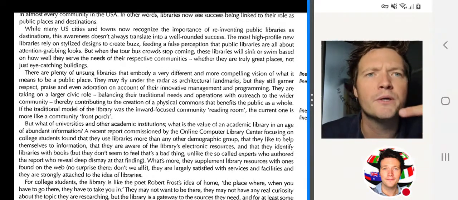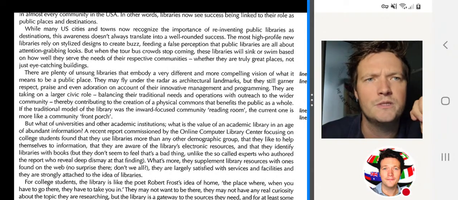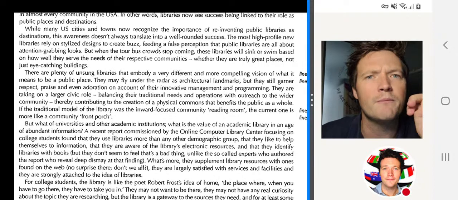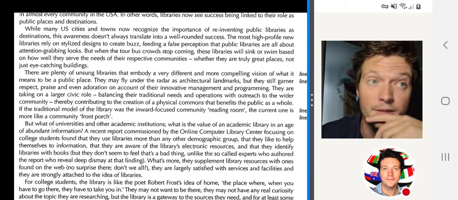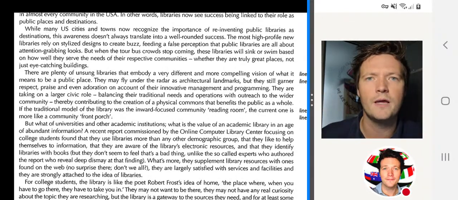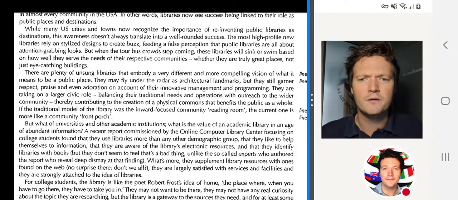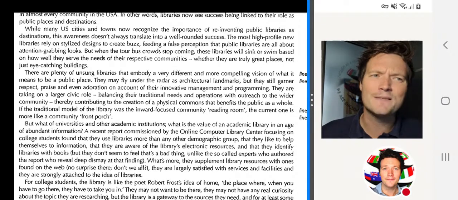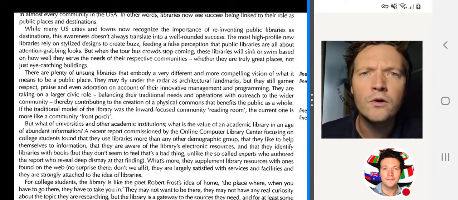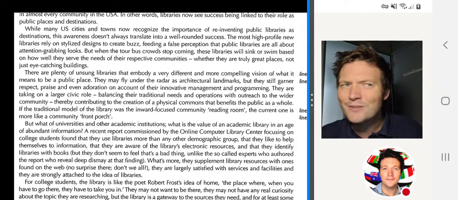But when the tour bus crowds stop coming, these libraries will sink or swim based on how well they serve the needs of their respective communities, whether they are truly great places or just eye-catching buildings. I think he sees this redesigning of libraries, making them into eye-catching modern buildings, is perhaps not a good idea, and that in the long run it will not help the libraries to survive, right? Something along those lines.